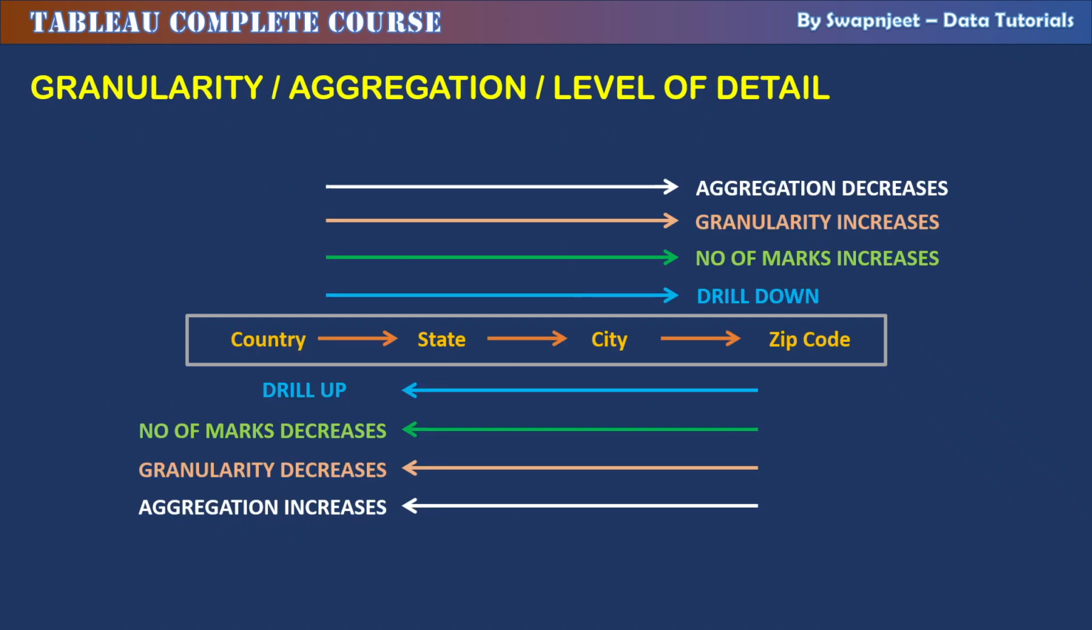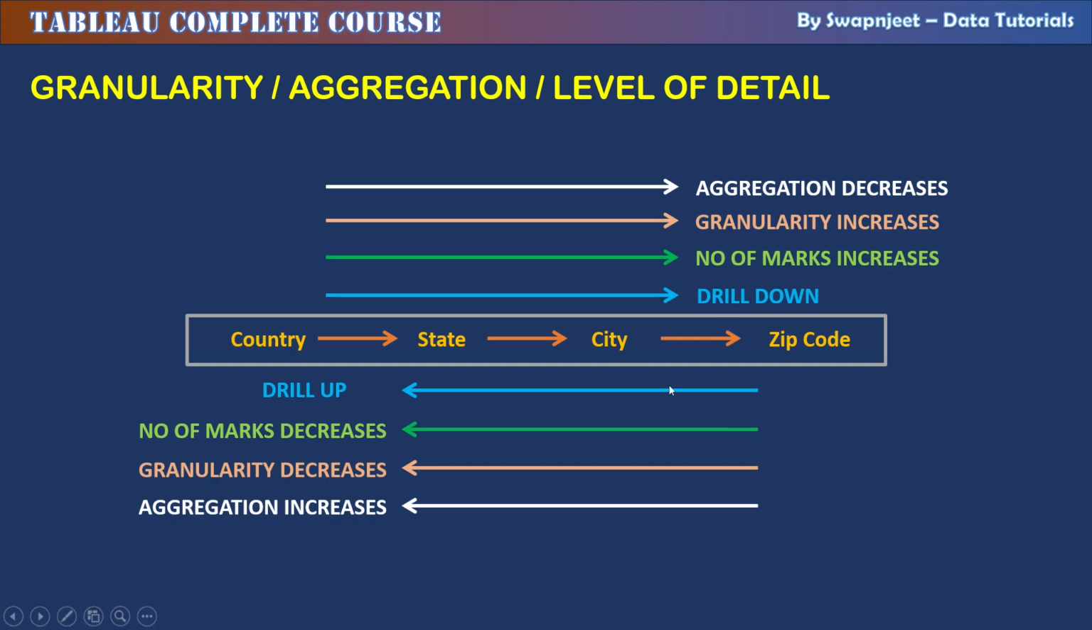Now, the next important point we are going to discuss is granularity, aggregation, and level of detail. These things are all connected to each other, and they are based on the hierarchy, drilling up and drilling down. We are going to see this with an example. If you understand this concept carefully, it is very easy to understand the advanced calculations we are going to see, that is, level of detail calculations: fixed LOD, include LOD, and exclude LOD. So just pay attention and try to understand what I'm trying to say here.